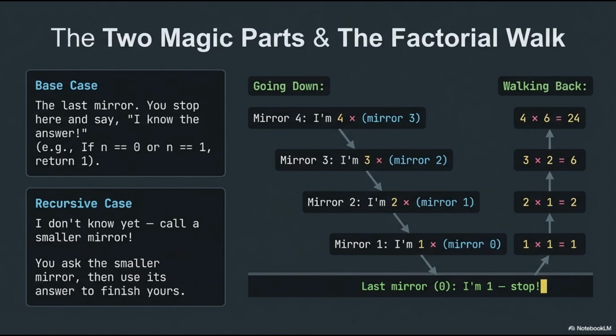Now we stop and turn around. This is the walking back phase. We pass that answer, 1, back to the previous call. It calculates 2 times 1 is 2, passes that back. The next one calculates 3 times 2 is 6, passes that back. And finally, the first function gets the 6 and calculates 4 times 6 is 24. Boom, we have our answer.